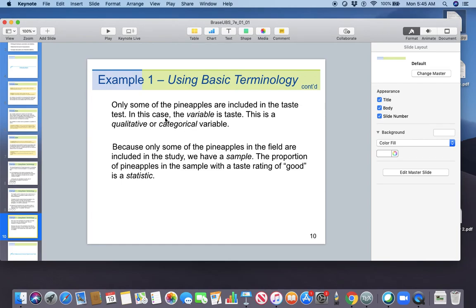So the variable is taste. It is a qualitative or categorical variable because only some of the pineapples in the field are included in the study. We have a sample. The proportion of pineapples in the sample with a taste rating of good is a statistic. So the characteristic information is a statistic.